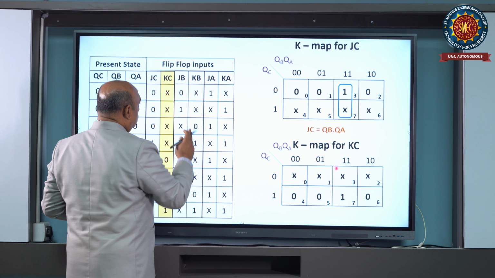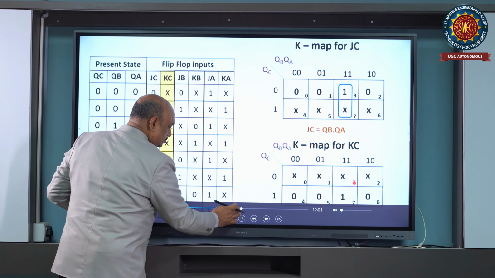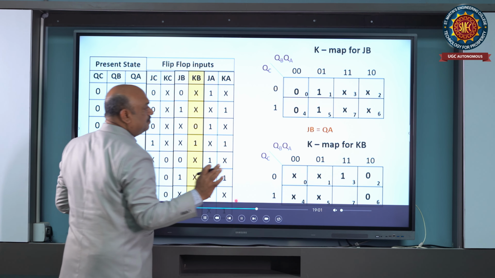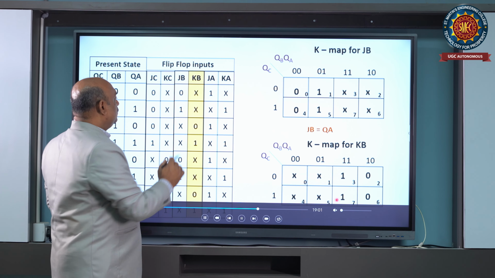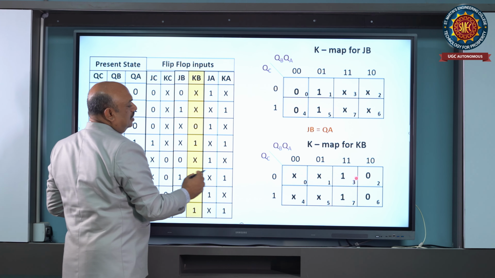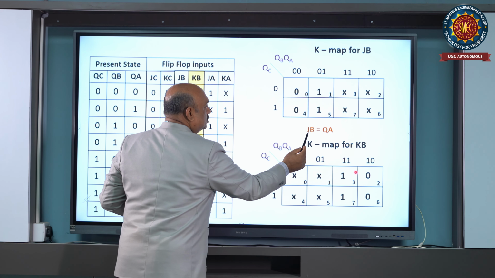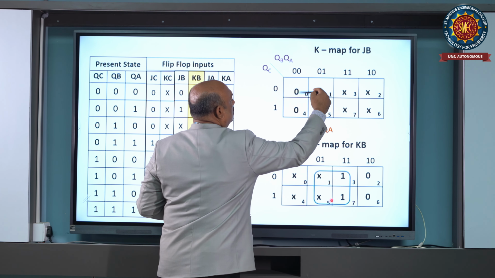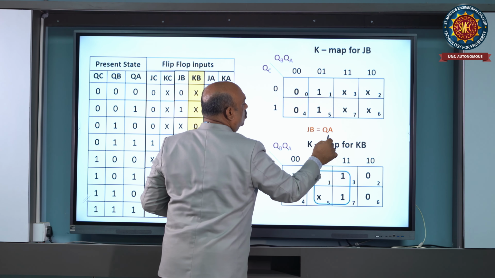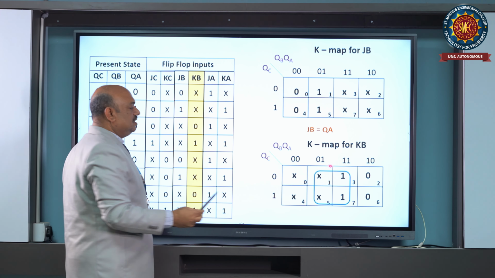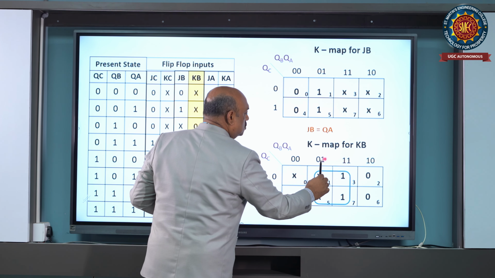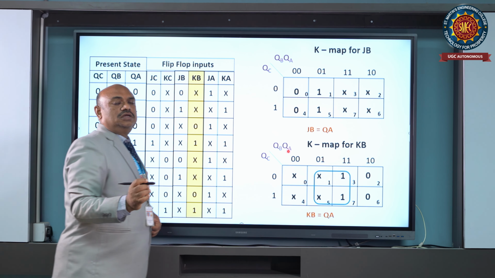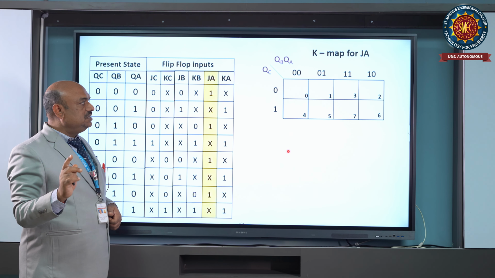Similarly, we'll do it for JB and KB. We are filling all this information on the K-map. The equation we get is JB equal to QA. Here this is the one quad we are getting. Due to this quad, QA is common. So JB equals QA. Similarly, KB also equals QA. This one and this one are common, QA. So KB also equals QA. So both equations, JB and KB, are found.